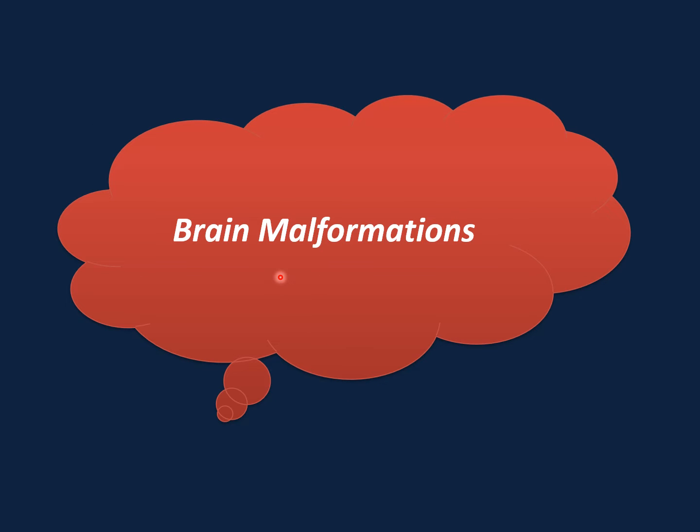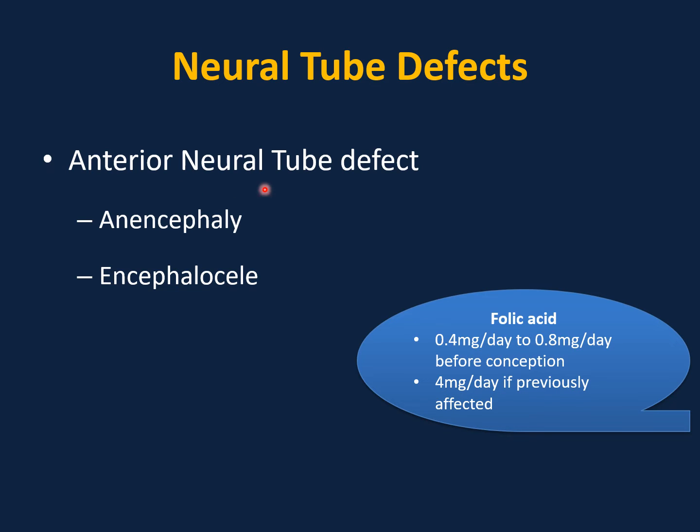New section: brain malformations. Neural tube defects. Anterior neural tube defects are anencephaly and encephalocele. Any woman in the childbearing period should start folic acid, because by the time the woman knows she is pregnant, the neural tube is already formed. So it is very important to give 0.4 milligram per day or 0.8 milligram per day before conception. The key here is before pregnancy, or a higher dose of 4 milligrams per day if previously affected.